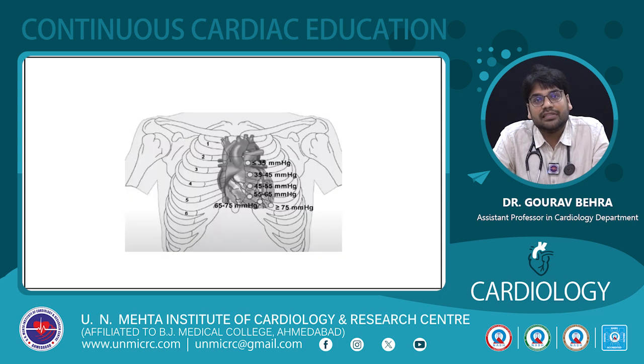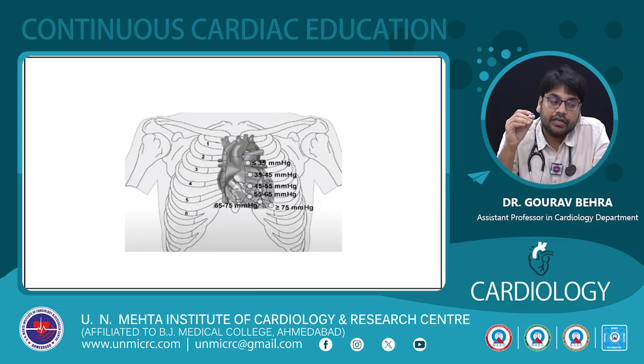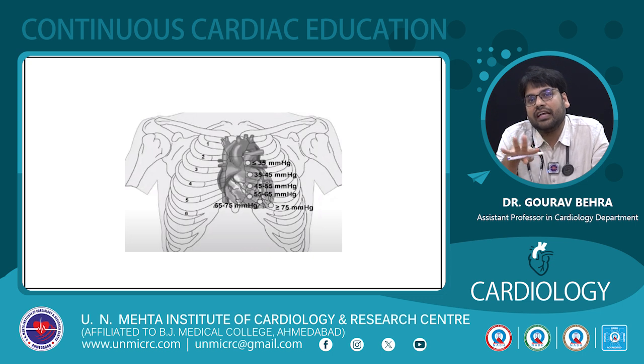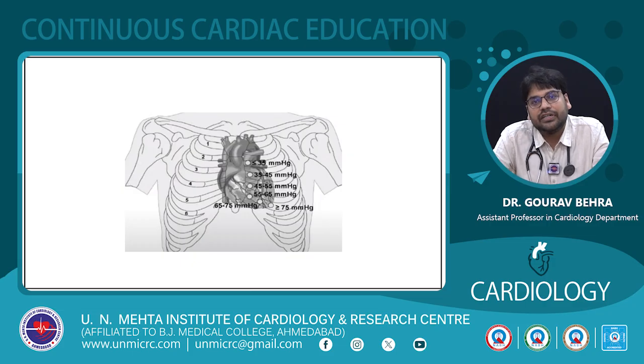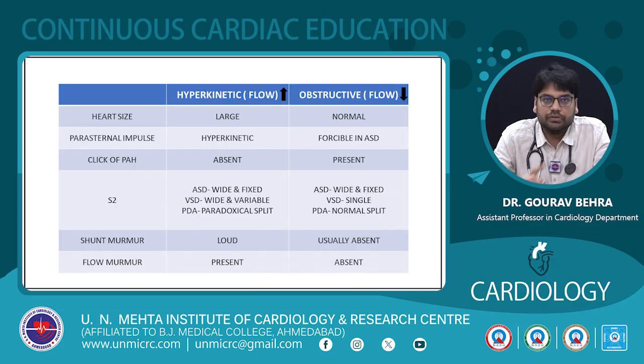So this is a diagram based on P2. The P2 is normally audible at the pulmonary area, but as you move downwards, using the inching method, if you can appreciate the P2 at the apical area, then the patient must be having severe PH. This is an important finding when you don't have any investigation: when you're auscultating a patient and you get P2 in the apical area, the patient definitely has severe PH. Now, this is a very important chart where you can see the hyperkinetic and obstructive flow.